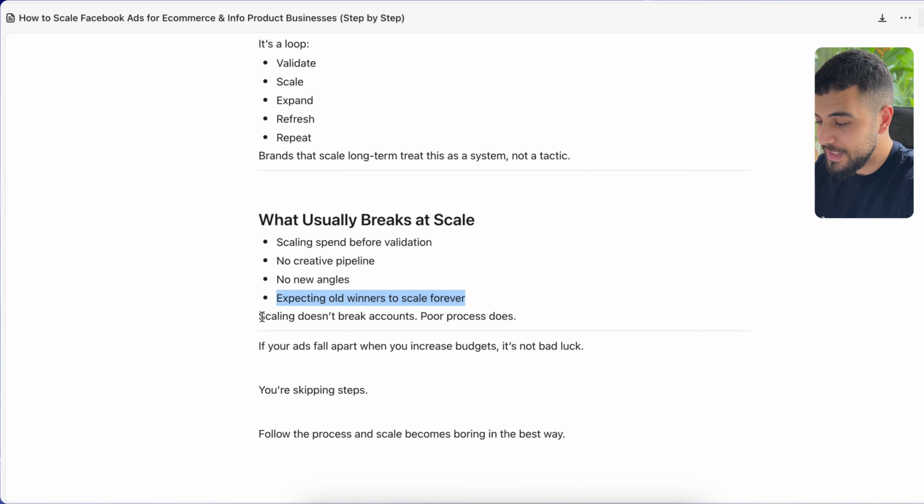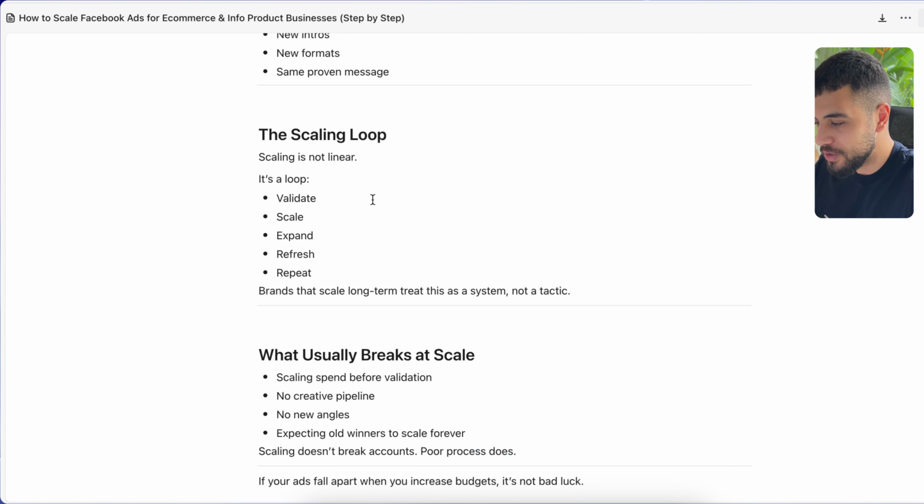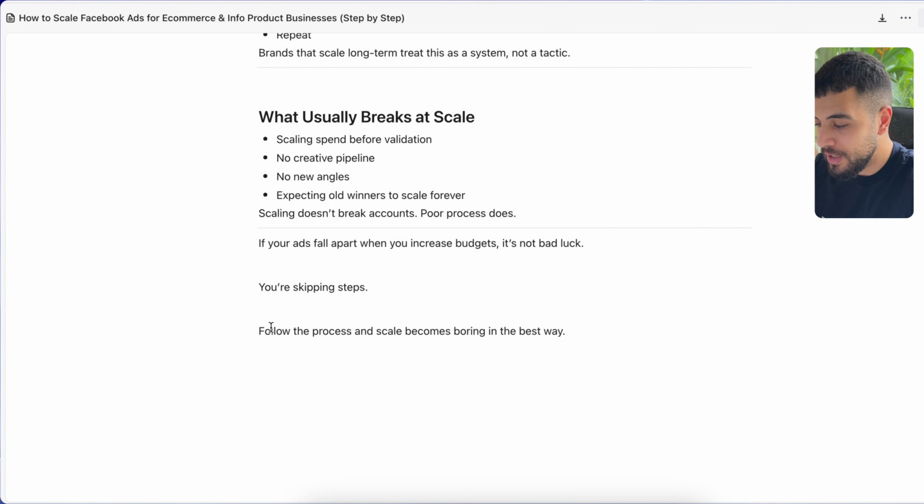So just to confirm, scaling does not break accounts. Poor process and poor systems do. So if your ads fall apart when you're increasing budget, it's not bad luck. You're skipping one of these steps that I just went over here overall. So follow the process and scaling becomes boring in the best way possible.